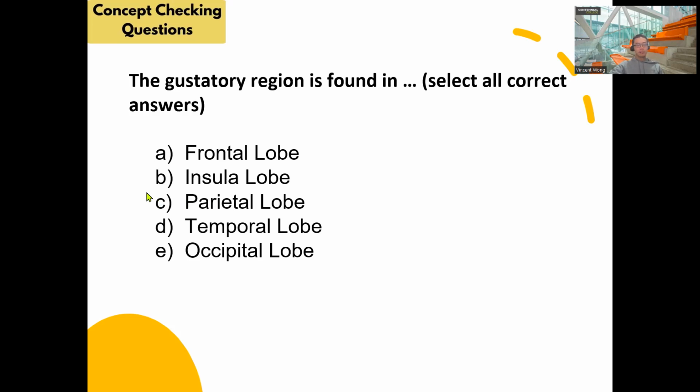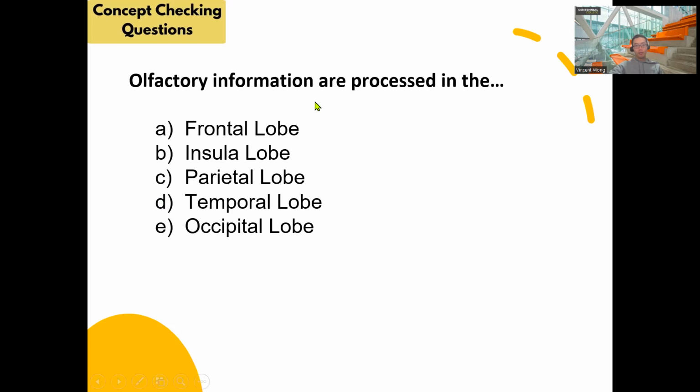Okay, those who participated got it right. That is the insula as well as the parietal lobe. Olfactory information, I'll do this one for you. It goes to the temporal lobe. And remember, olfactory, smell information will bypass the thalamus. It's the only sensory input that does not go through the thalamus. It goes directly to the temporal lobe.